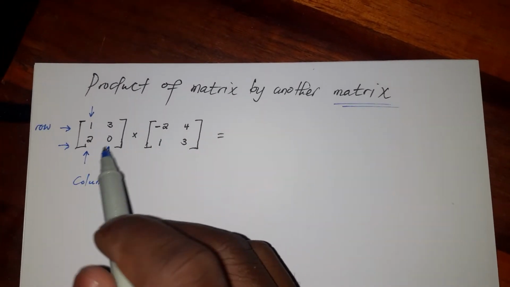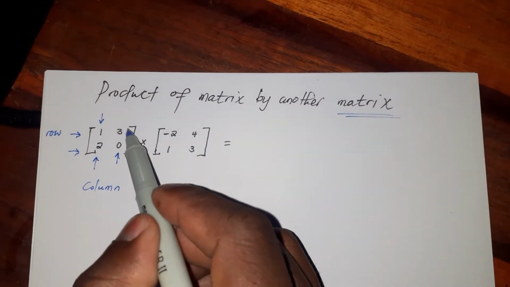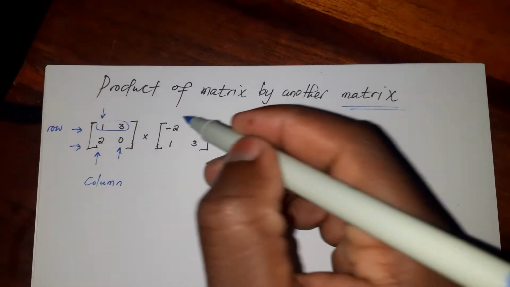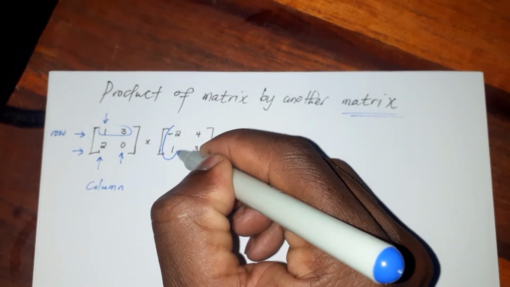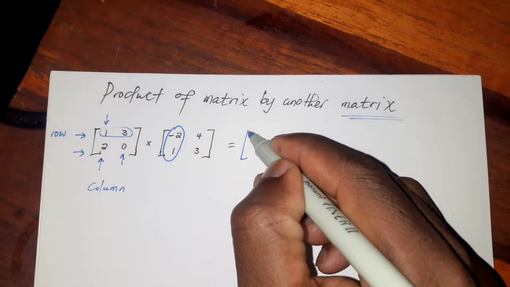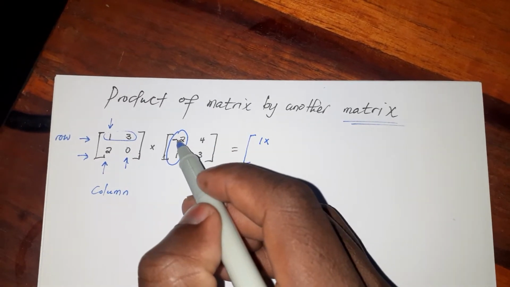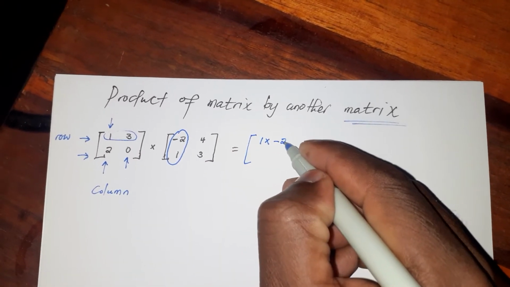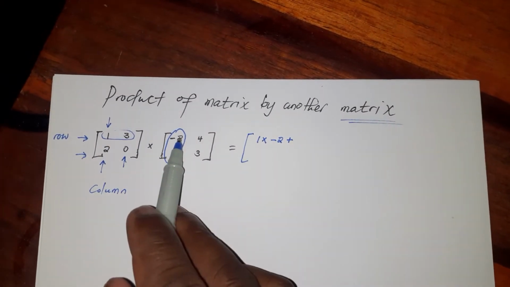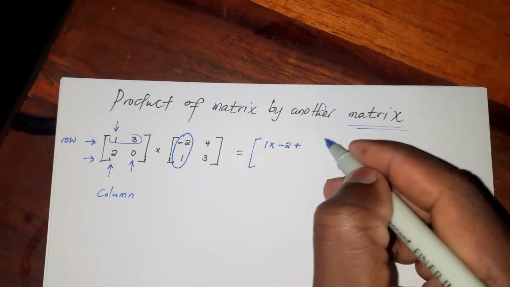Now, when we are multiplying two matrices, we take the first row, we multiply by the first column. Then we write our square brackets. We take 1 and then times -2, and then we say plus. We are done with 1 and -2. After writing plus, we now move on to 3 times 1.